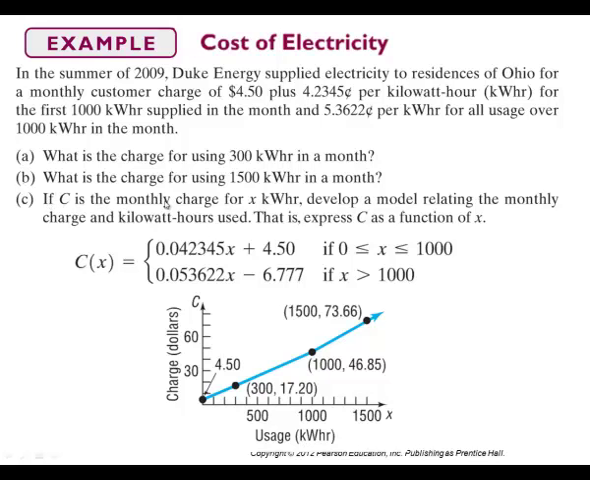Okay, if C is the monthly charge for x kilowatt hours, develop a model relating the monthly charge to the kilowatt hours used, and express C as a function of f of x. Okay, and so that would be this here.